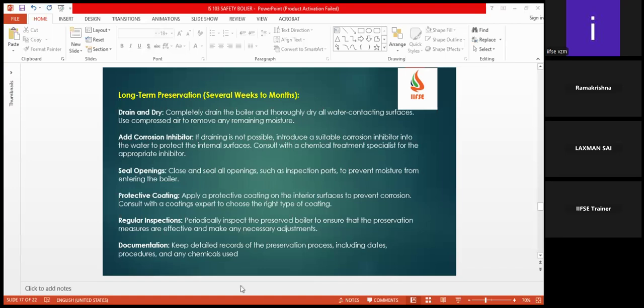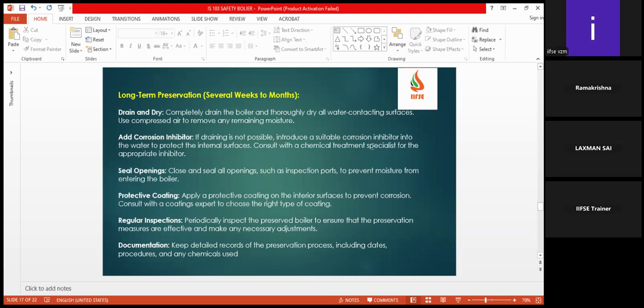Okay. Then long-term preservation. When I say long-term preservation, it goes for several months to years. The short term goes for a few weeks. Sometimes the long term will go for months as well. One is drain and dry. Again, the same procedure: completely drain the boiler and thoroughly dry all the water-containing surfaces, and use proper compressed air to remove any remaining moisture.